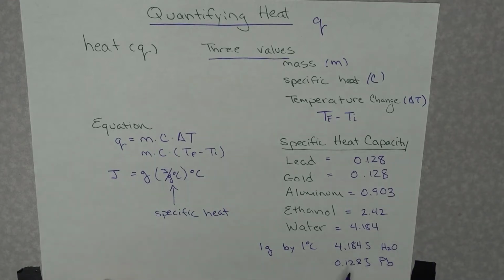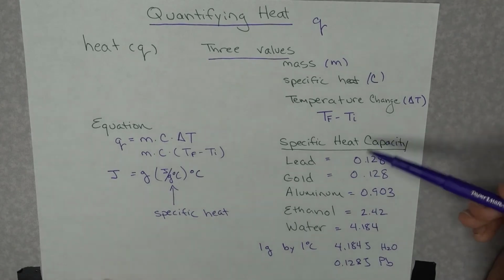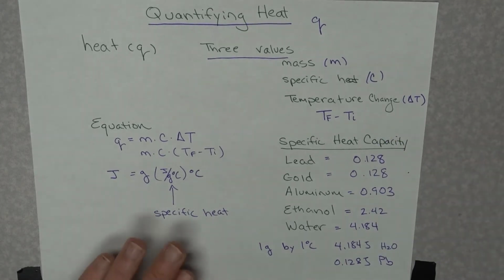Lead, on the other hand, takes very little energy to heat. If I was to give this some energy, it would end up heating up pretty quickly. And once it got hot, it would probably end up cooling down pretty quickly. So this specific heat basically tells us how easy or how hard it is for us to heat something.